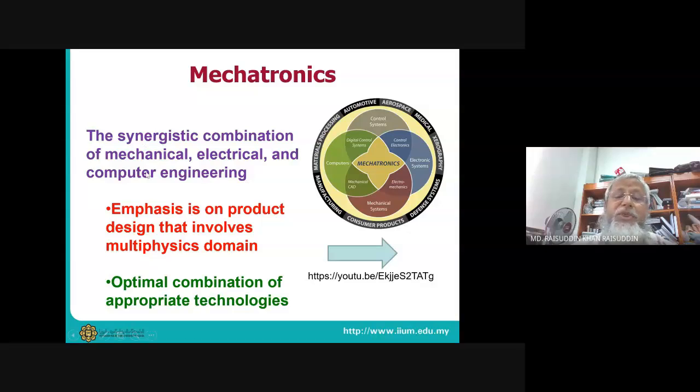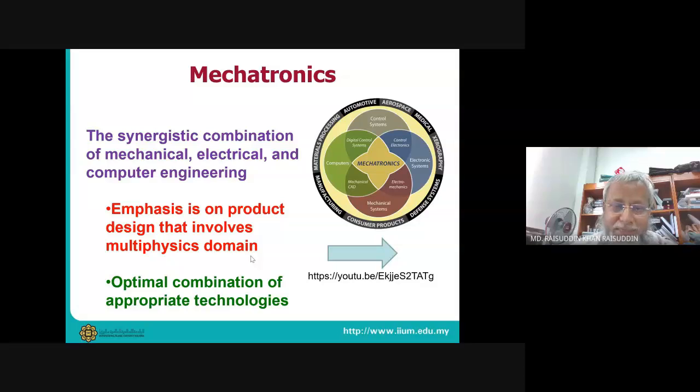The synergistic combination of mechanical, electrical, and later computer engineering is known as mechatronics. That means we combine these disciplines, basically mechanical, electrical, and computer, in a compatible and compliant way so that they match well with each other. If we combine them together to achieve a goal, that is basically mechatronics engineering. And in mechatronics engineering, we give emphasis to product design that involves multi-physics domains. Just to mention, what is physics?